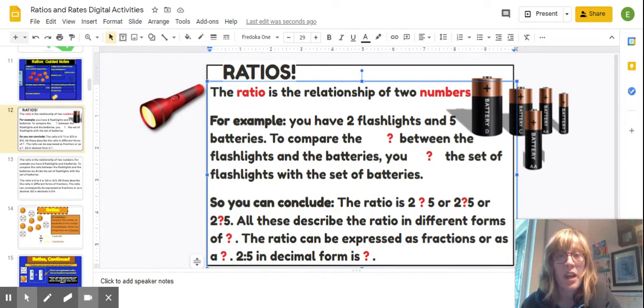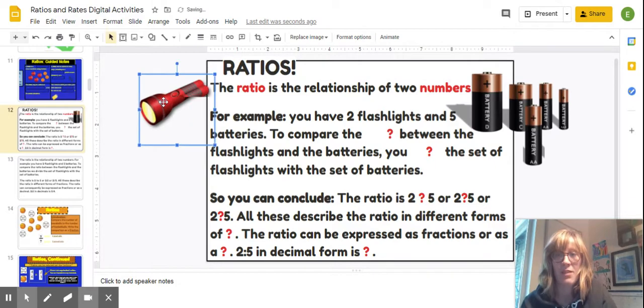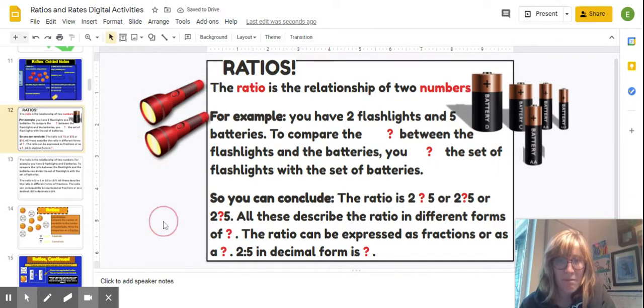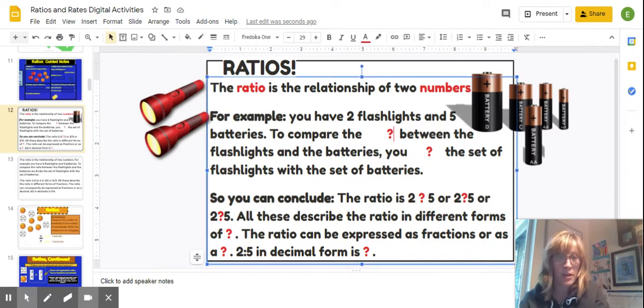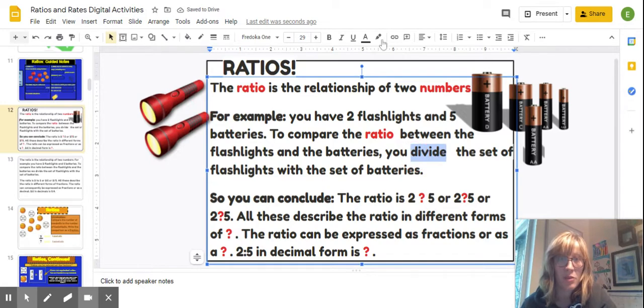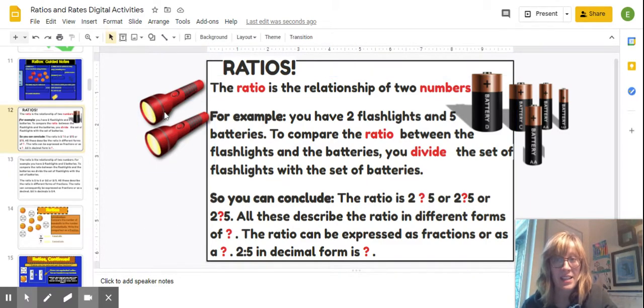So, for example, let's just say we have two flashlights and we've got 5 batteries, okay? If we want to compare the ratio between the flashlights and the batteries, we are going to make sure that what we create is a division problem. So we're going to divide the set of flashlights by the set of batteries.